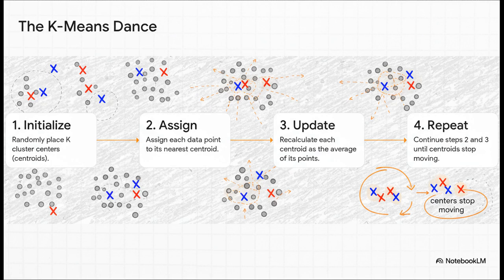Okay, so how does it pull this off? Well, it does it through this simple, kind of elegant process that I like to call the k-means dance. Step 1, you just randomly drop your cluster centers, we call them centroids, onto your data.